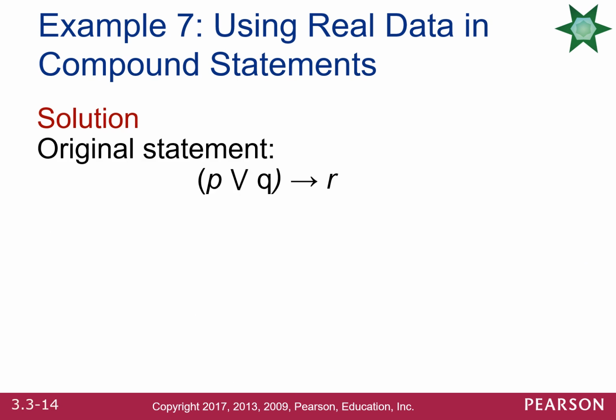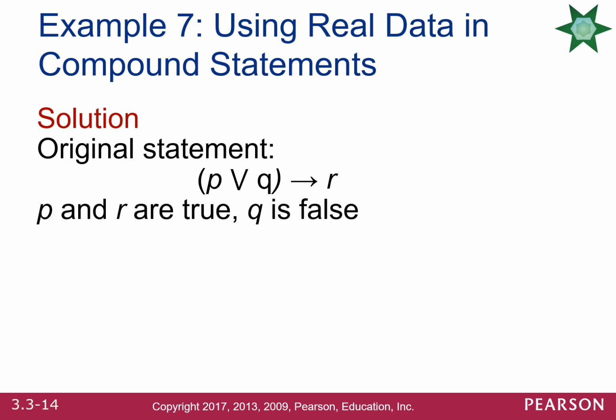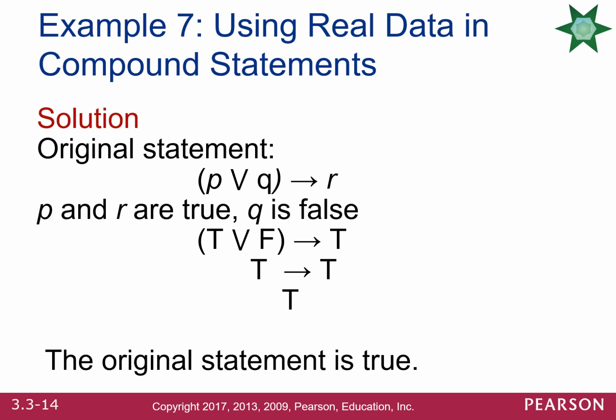So here we go. Let's pull up the solution step by step. For P or Q, we said P was true, but Q was false, correct? That's what they have here. It said P and R are true, but Q was false. So based on that, true or false should give us a true, correct? And we have a true for the R, which should result in true for the final answer. So the original statement is true, correct?